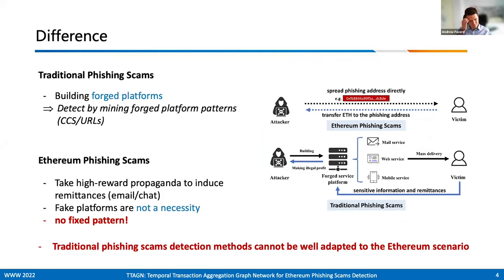However, phishing scams on Ethereum are very different from traditional phishing scams. As the figure shows, traditional phishing scams rely on building forged platforms to collect sensitive information or receive remittance from victims. So traditional detection methods focus on mining forged platform patterns, such as CSS styles and website URLs. However, in Ethereum, phishing organizations use high-reward propaganda to induce remittance. They can receive money directly without forged platforms by spreading phishing addresses in any way, such as email, chat groups, and so on. Since there is no fixed pattern for phishing scams on Ethereum, traditional detection methods are ineffective.